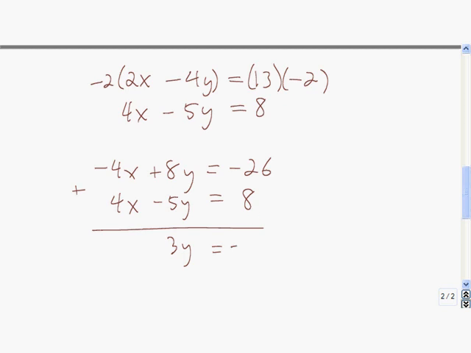And negative 26 plus 8 is negative 18. So now we just divide both sides by 3. And we get y is equal to negative 6.